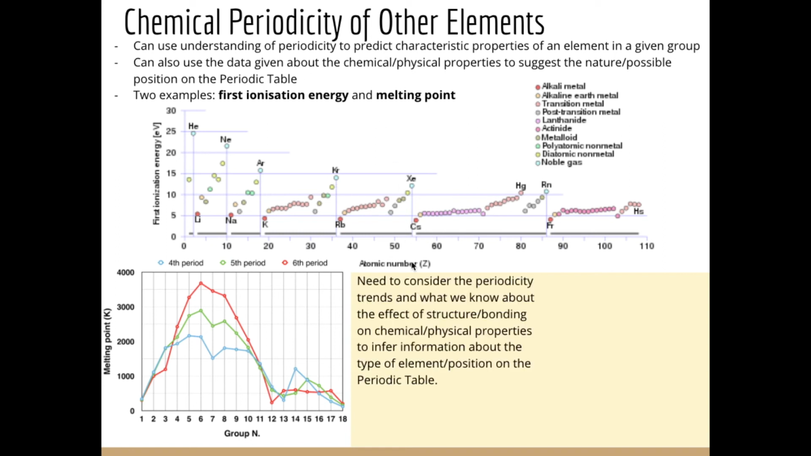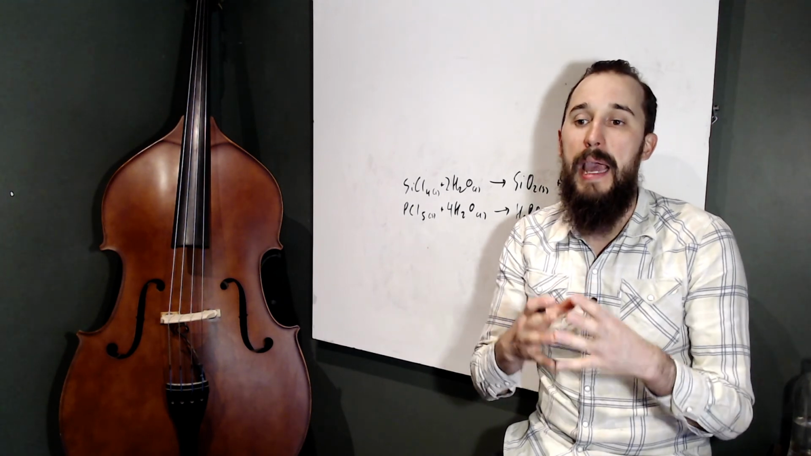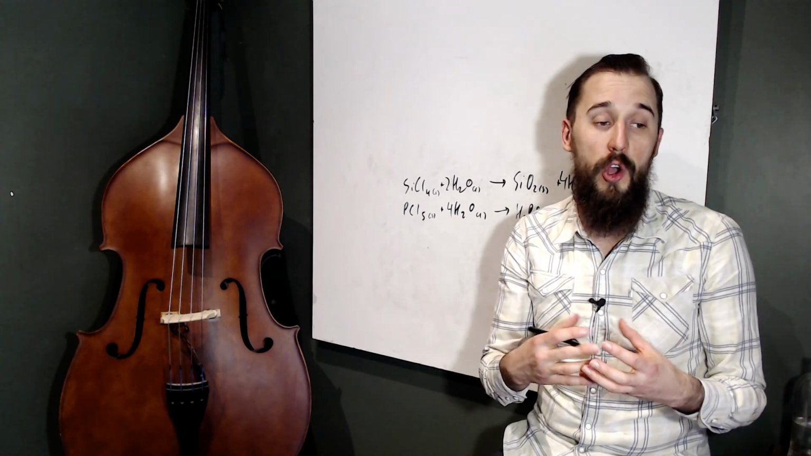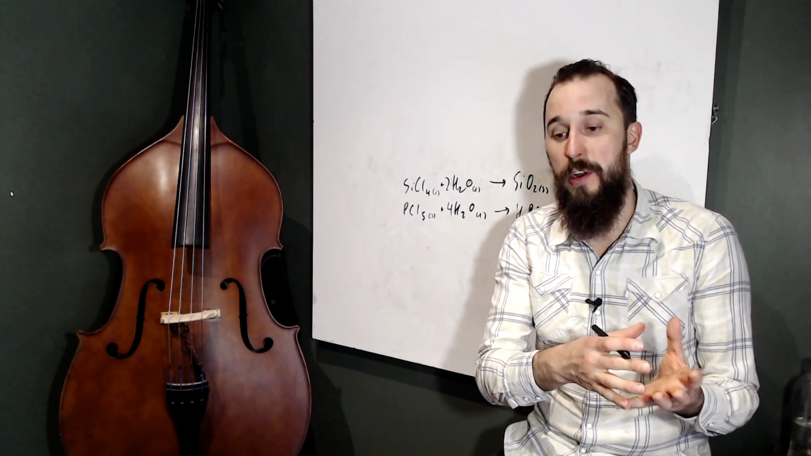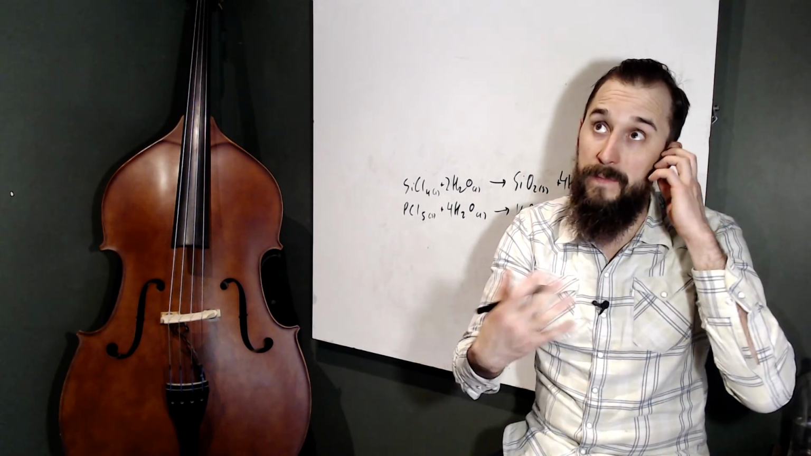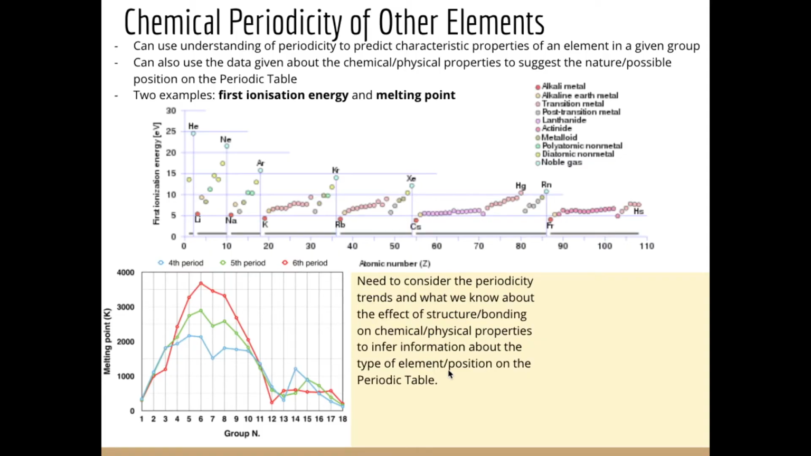Because like I said up here, if we can consider the periodicity trends and what we know about structure, bonding, or the chemical and physical properties and where it is on the periodic table, then we can potentially identify or narrow down areas that an unknown element could belong to just based on these properties that we have. Or if we're doing it the other way, where we've got an element on the periodic table, we could infer certain physical or chemical properties that it has based on where it is in the table. Here's a question that you can have a go at to finish off.